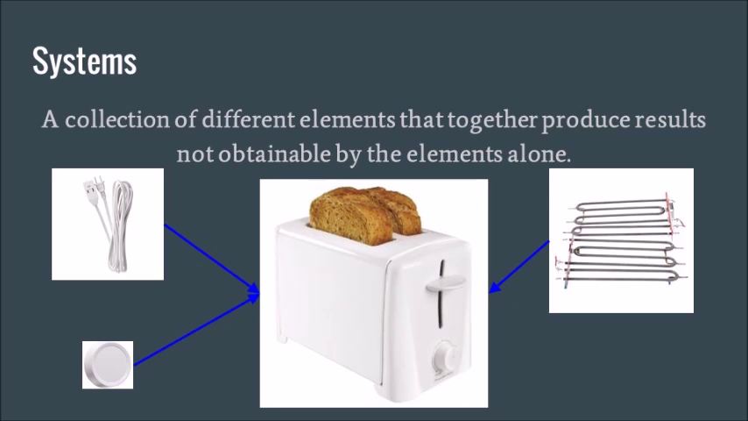Same thing with the knob. The knob doesn't really do anything on its own, but when connected to the system, you can change the temperature inside the toaster and therefore change how you get your end result, which is your toast. And last on the right are the heating elements that are inside the toaster, which are controlled by the knob and several other factors, and they provide heating. But if they're not connected to an electrical outlet, they don't work, and if the knob can't change their temperature rating, they also don't work.